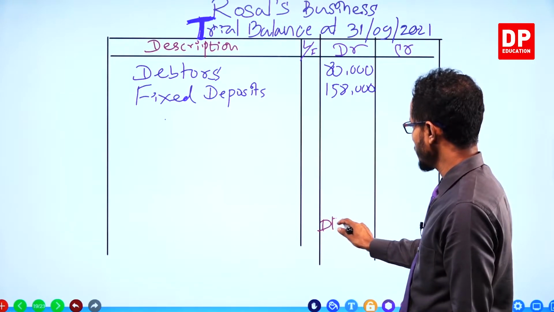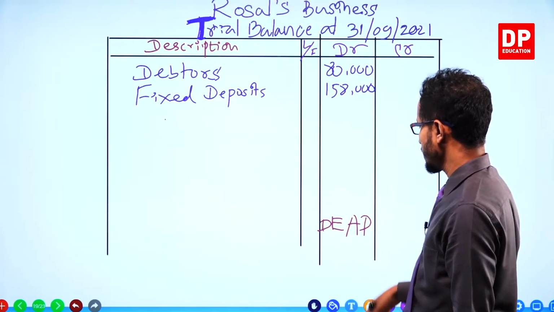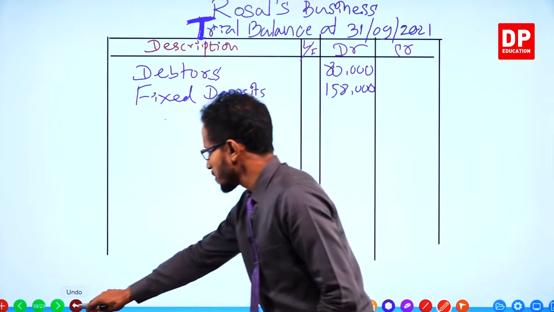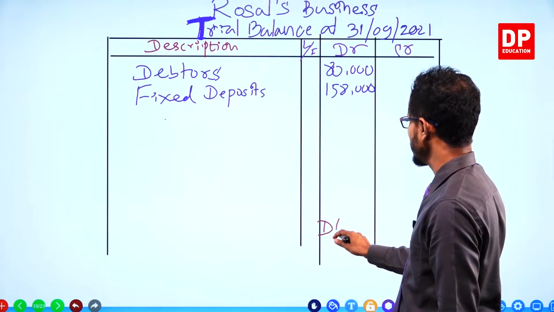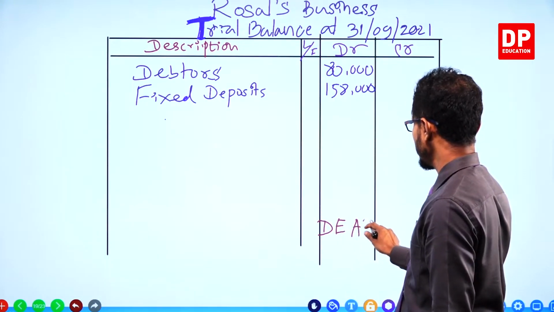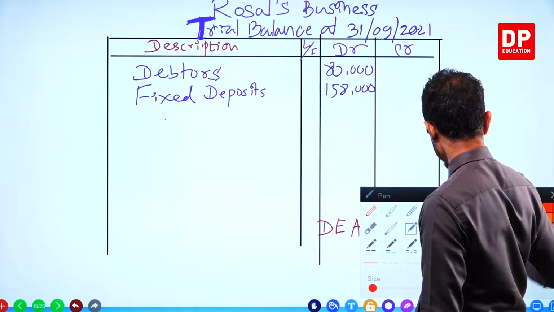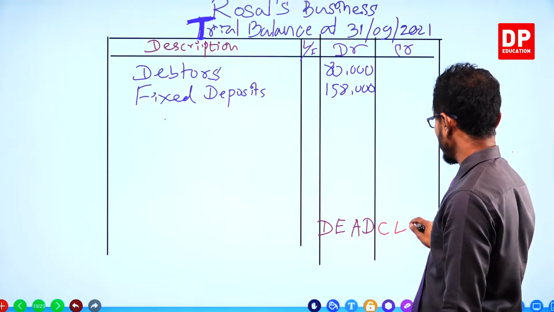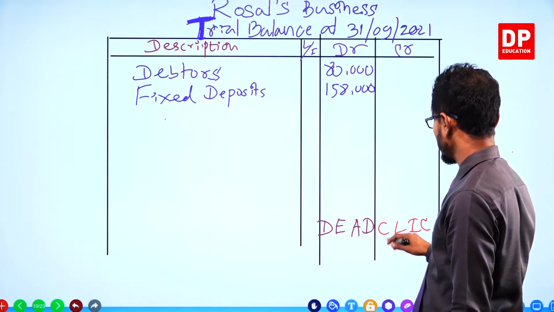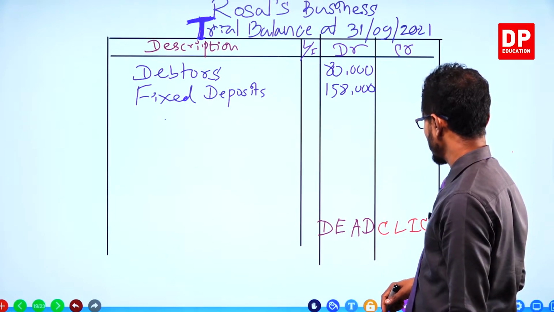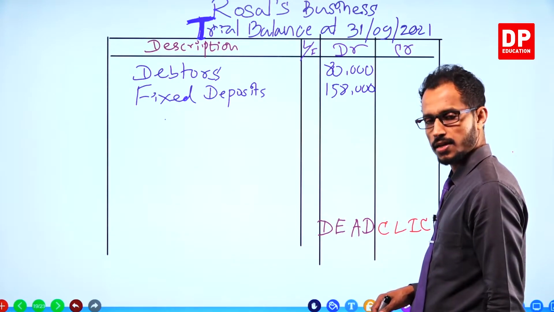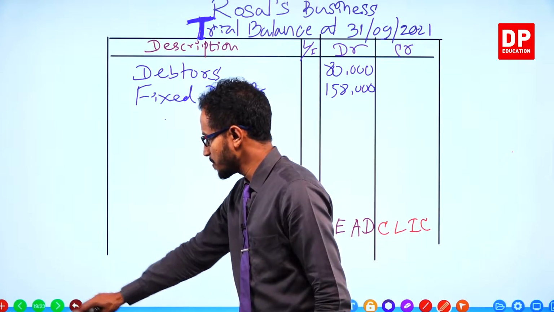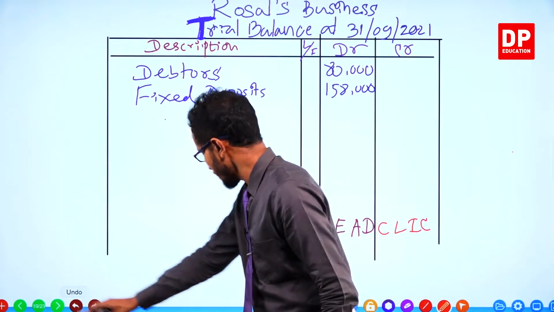Dead. Who's dead? Nobody is dead. The word is DEAD, D-E-A-D. And for the credit side, I gave you another word. What is that? CLIC. Click. All right. So what does dead mean? What does click mean?